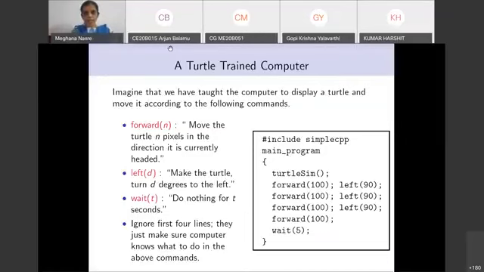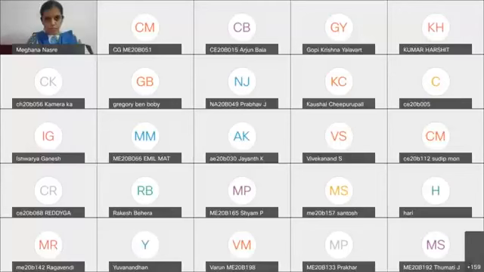Okay, so this is not a mock program or something of my fancy. I'm going to show that this will work. Okay, so there is a question, what will happen when you say wait 5? I will show you exactly what happens. Okay, so now this is a turtle trained computer. I will just show you, okay, so stop showing.